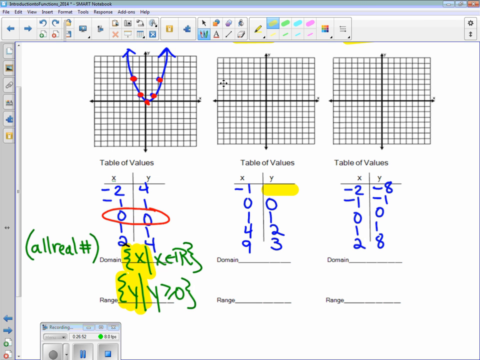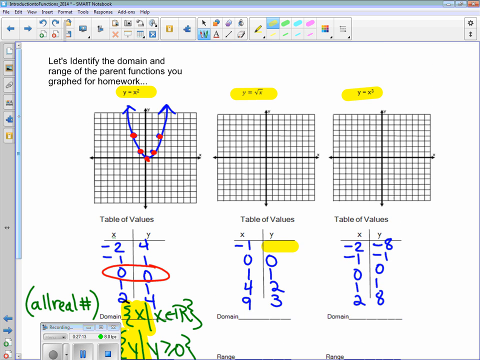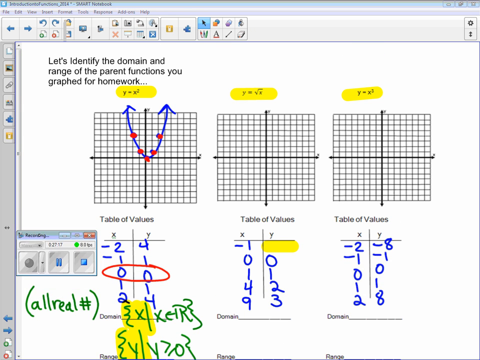Domain and range. Notice what it's not. It's not -2, -1, 0, 1, 2, because it's more than just those 5 points. It's everything that's listed in the blue. Okay? So I want you to graph the second one. Plug the second one into your calculator, and let's see what its domain and range is going to be.